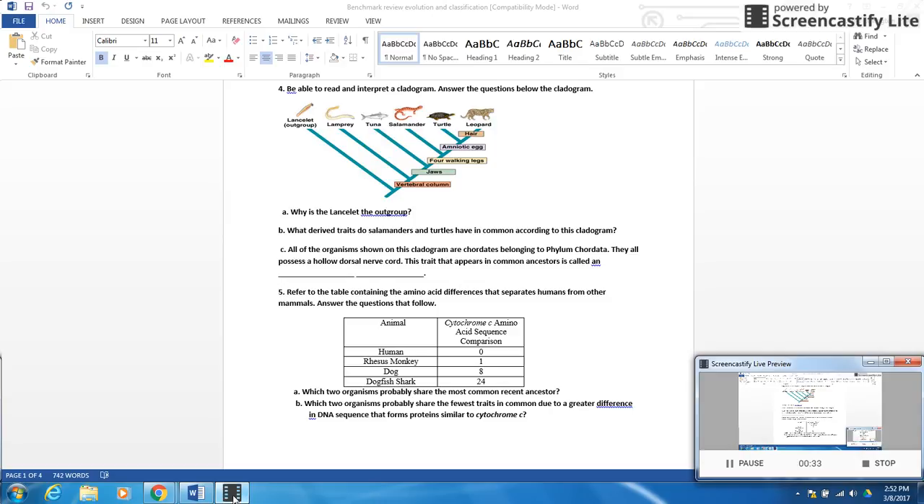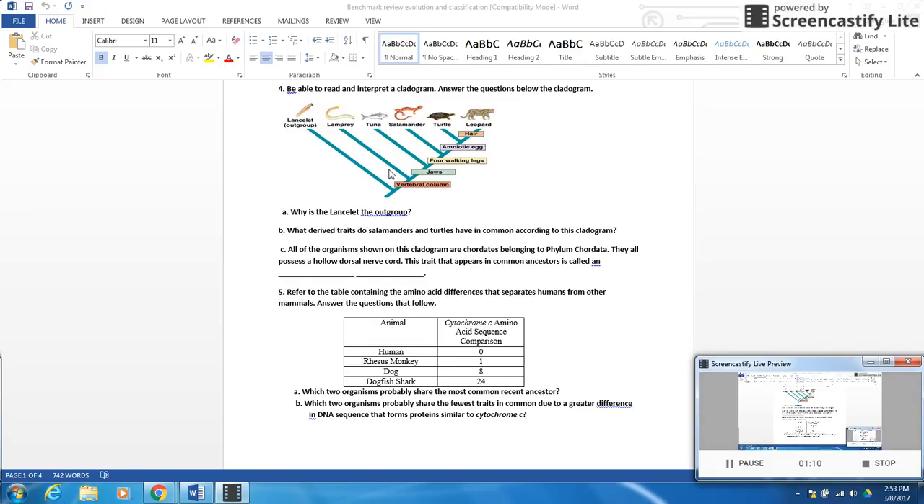Number 4 says, be able to read and interpret the cladogram. Why is a lancelet the outgroup? In this case, this is a lancelet, and basically he has no vertebral column. He has nothing to him. He's just nothing, and that's why he's the outgroup. What derived traits do salamanders and turtles have in common according to the cladogram? That should be 4 legs, jaws, and a vertebral column. See, all the organisms shown in the cladogram are chordates, which means they have that vertebral column, which means they have ancestral traits that are the same.